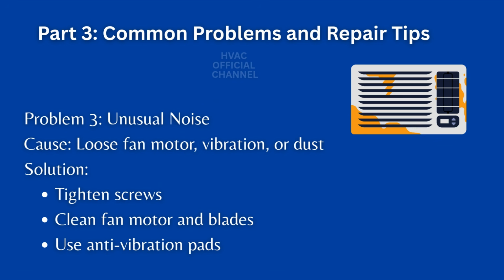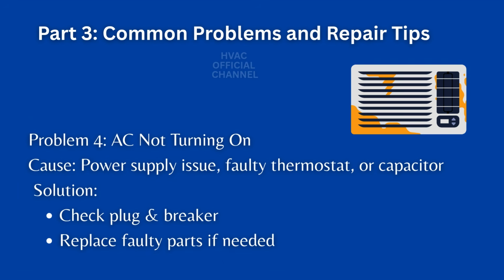Problem 3. Unusual noise. Cause: loose fan motor, vibration or dust. Solution: tighten screws. Clean fan motor and blades. Use anti-vibration pads. Problem 4. AC not turning on. Cause: power supply issue, faulty thermostat or capacitor. Solution: check plug and breaker. Replace faulty parts if needed.